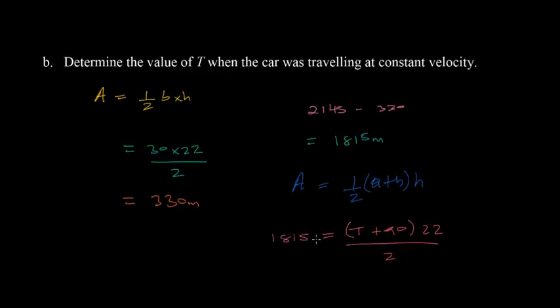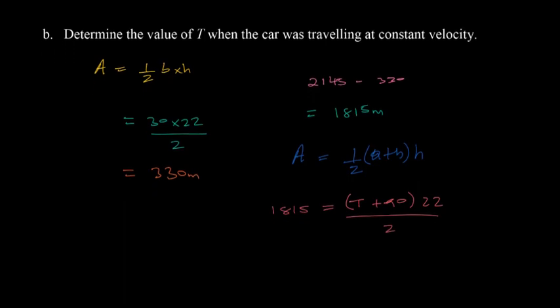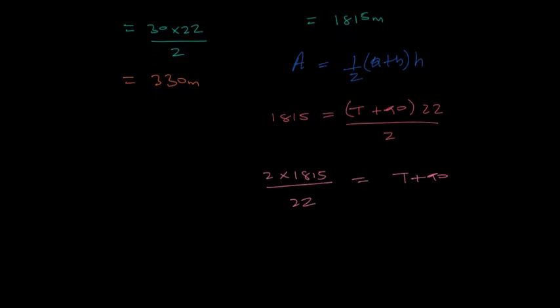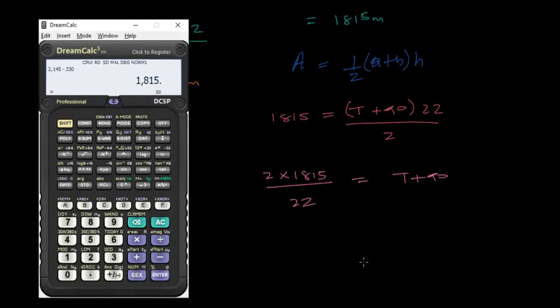What we just found out to be 1,815 meters. So if we transpose, we're going to get 2 times 1,815 divided by 22 is equal to t plus 90. Simplifying, taking the calculator, 2 times 1,815 divided by 22, we're going to get 165 is equal to t plus 90. So therefore, t is equal to 165 minus 90, which is 75 seconds. So that would be our answer.